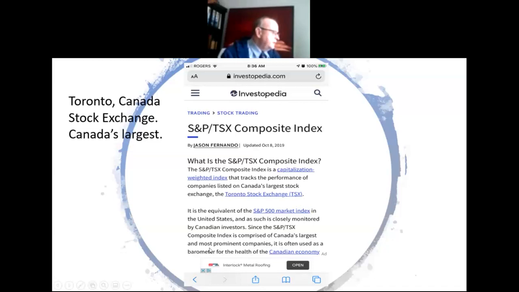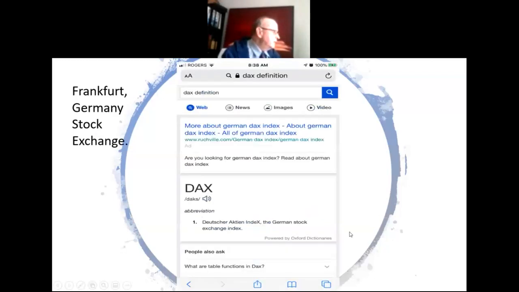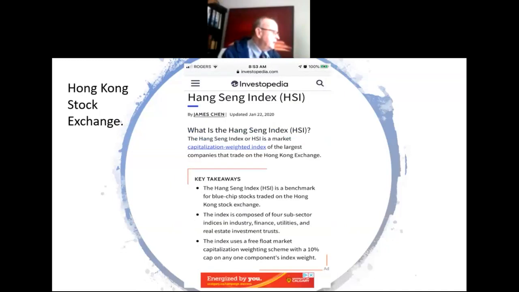It is comprised of Canada's largest, most prominent companies. It used to be the TSX 300 in Canada, but more recently it's the TSX 298 because Bell Canada was split into a couple of different companies, and they were moved from this index and went to a different index. So all of these different stock markets around the world, in Frankfurt, Germany, is the DAX.